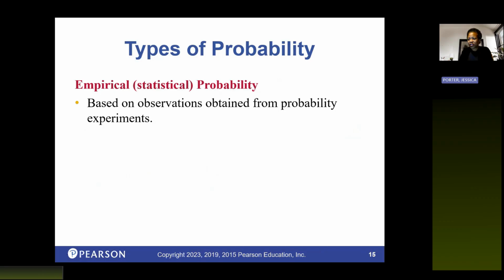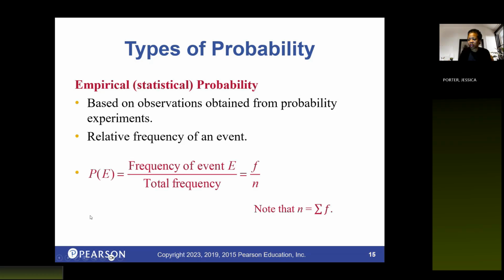Well, let's skip over to empirical probability. It's based on observations obtained from probability experiments. It's going to be the relative frequency of an event. To calculate the probability of an event, it would be the frequency of the event happening over the total frequency. So you have F over N, and N is going to be the summation of F, or the summation of the events.